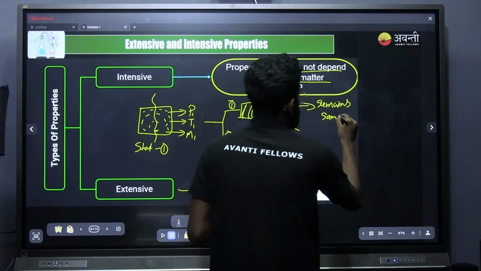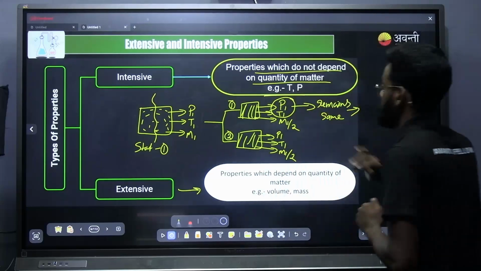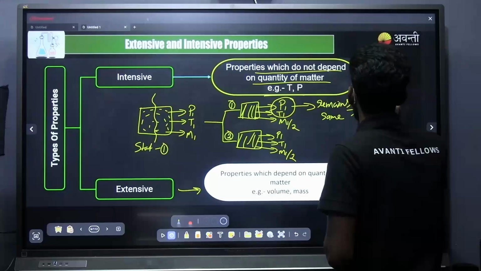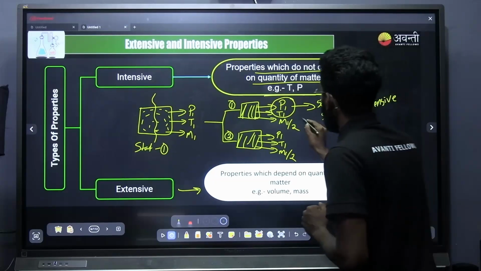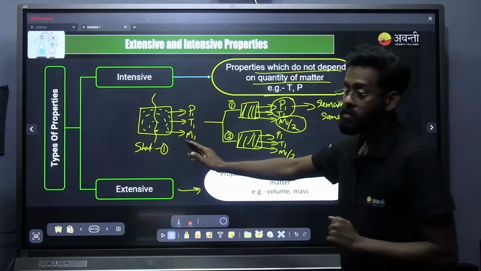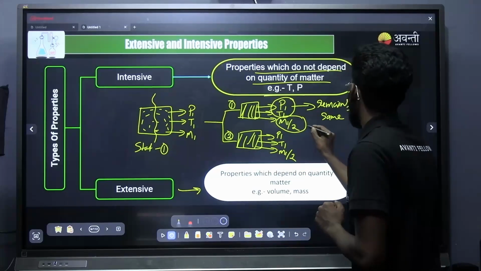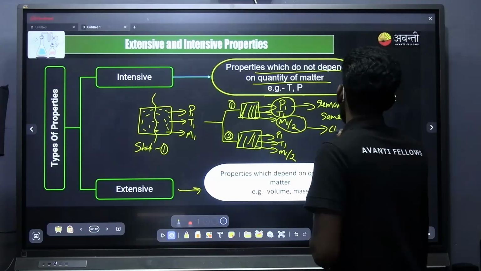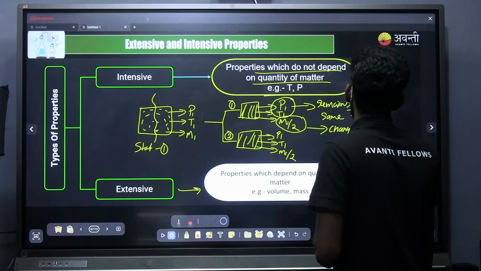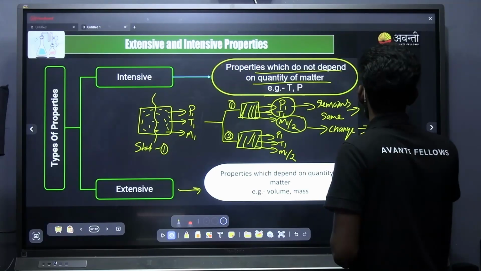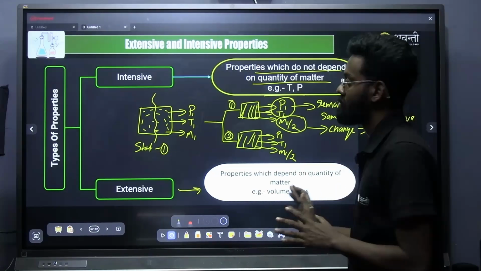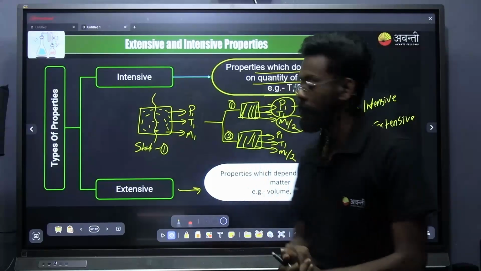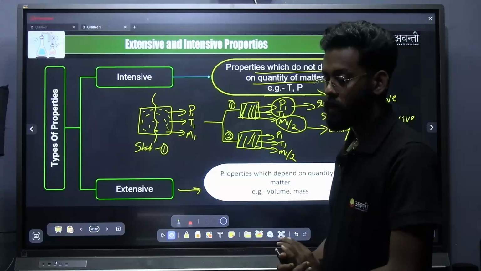Remains same. So those properties in which there is no change in the value on changing the mass are called intensive properties. And here you can see mass has changed from M1 to M2, M1 to M1 by 2, which means it is depending upon the mass of the substance, which means it is an extensive property. This is the easiest way you can understand what is intensive property and what is extensive property. Got it? Got it, everyone?